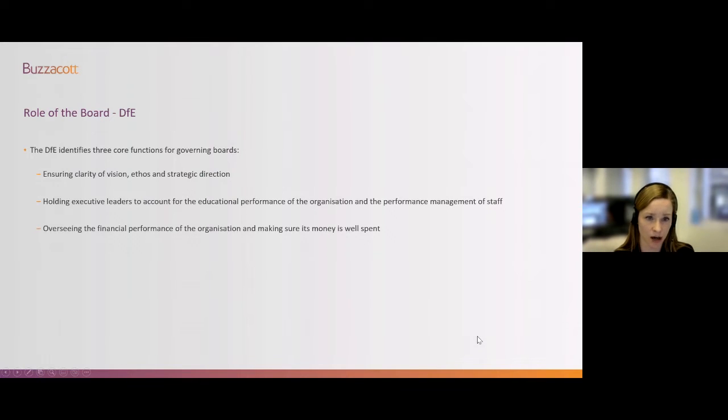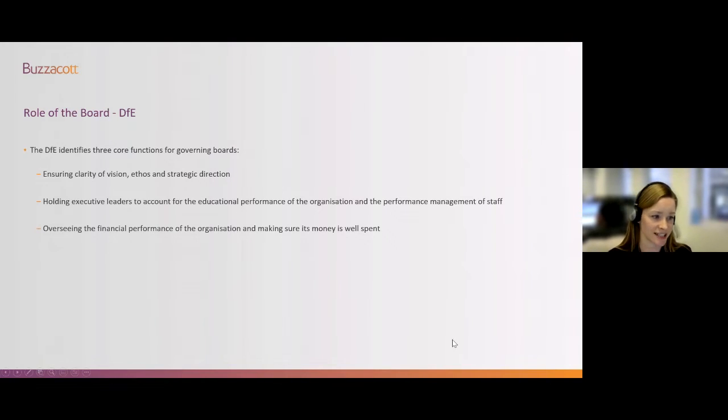The second core function is holding the executive leaders, i.e. the senior leadership team, to account for the educational performance of the trust and also the performance management of staff members. So that includes the broader staff members, but particularly the senior leadership team and their performance. And thirdly, overseeing the financial performance of the organisation. So this includes making sure that financial controls are in place and operating effectively, and making sure that the trust's money is well spent, i.e. value for money. And this is one of the areas that we will focus in on more detail later on.